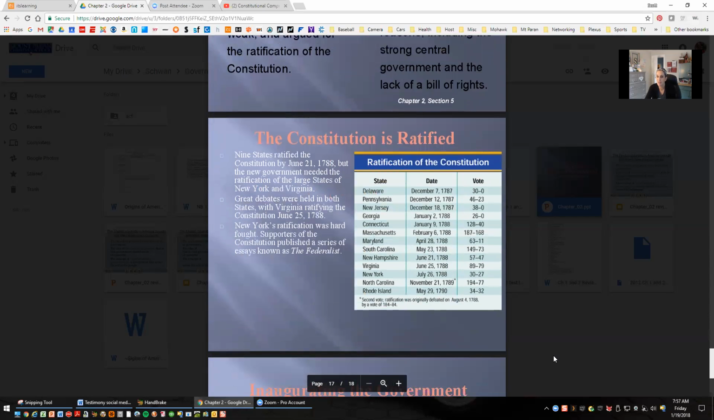And we know the Constitution did get ratified. Delaware was the eager beaver there, with a 30-0 vote right away. And then I just want you guys to look at that for just a couple seconds, and then you'll see down there towards the bottom, Virginia, New York, North Carolina, Rhode Island, those were the hotly contended debates.